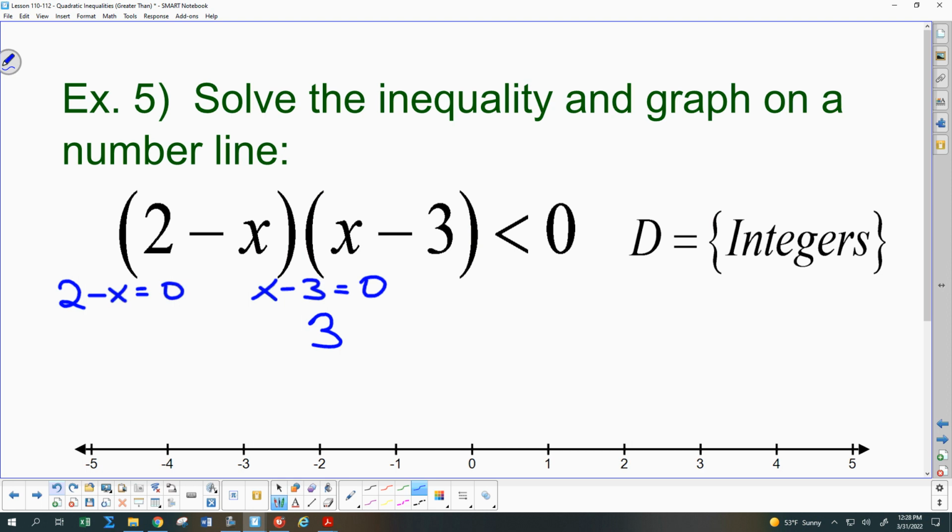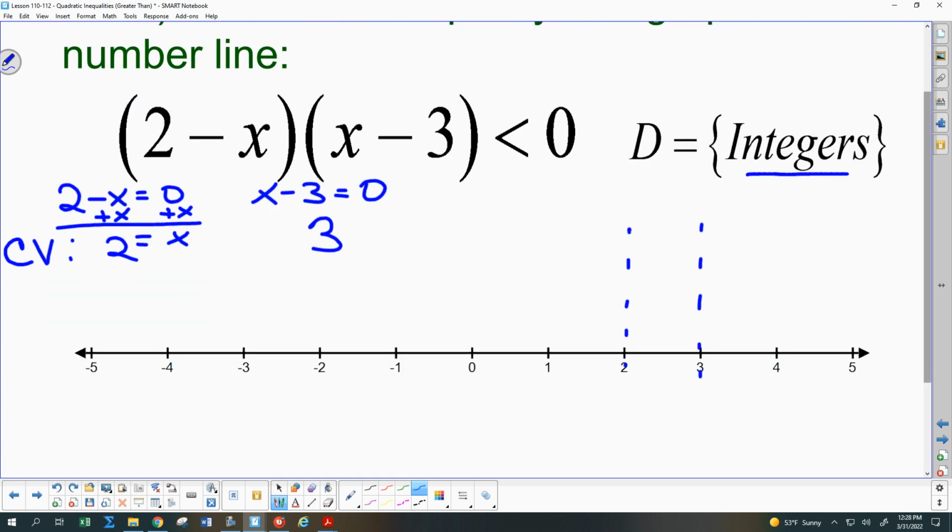So Nicole, what are you thinking? Okay, so one way to solve it, if you add the x to both sides, you get that x is 2. Does that much make sense to everybody? So I'm going to do my dotted lines through +2 and +3. Now, because this is integers, are there any integers I might possibly shade in between 2 and 3? So I'm not even going to have to check that section.